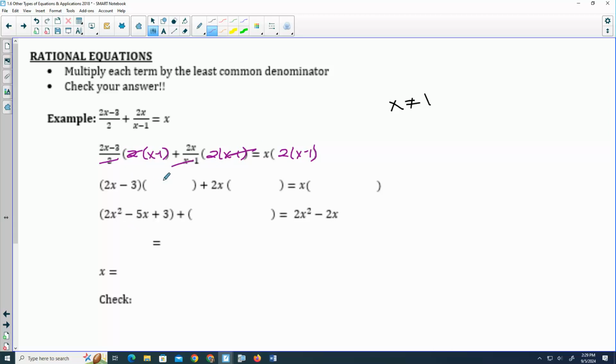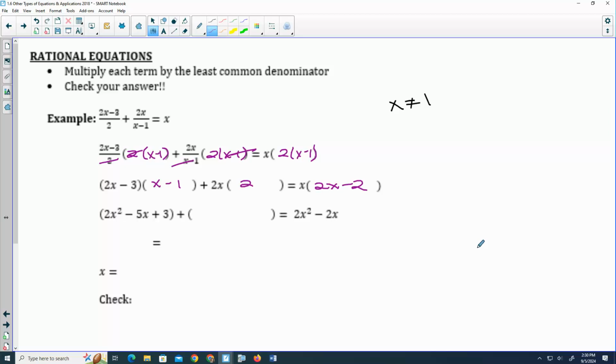The next step I usually do, just to kind of clean up my work a little bit, so I'm left with 2x minus 3 times my x minus 1. I have a 2x times 2. And over here I have x times, you could go ahead and distribute, 2x minus 2. Alright, so I just wrote out what I have left to multiply.